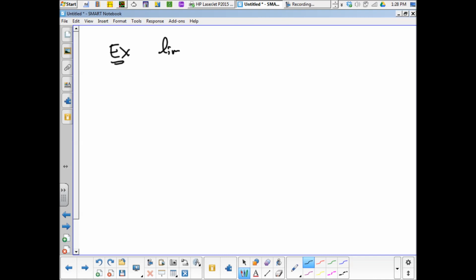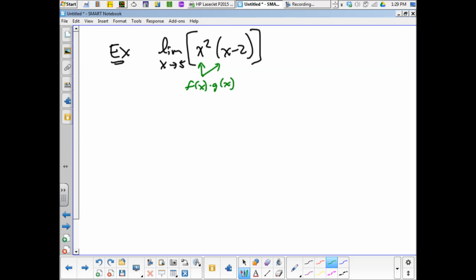How about the limit as x goes to 5 of x squared times x minus 2. The first thing I see is that this is a product. Right? This is like f of x times g of x. It's two things, two functions. So I'm going to start this off by splitting it into the limit as x goes to 5 of x squared, and separately the limit as x goes to 5 of x minus 2.